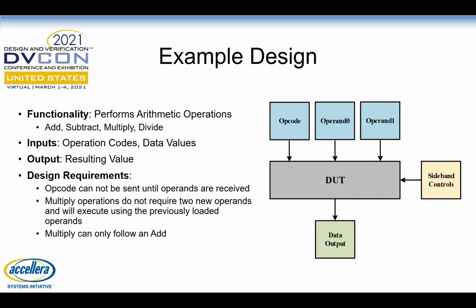Here's an example designed to demonstrate how the traffic manager would be used. For this example, the DUT performs arithmetic operations such as add, subtract, multiply, and divide. There are three inputs to the DUT. So we've got our opcode and two operands, operand 0 and operand 1. The output of the DUT is the resulting value of the arithmetic operation.